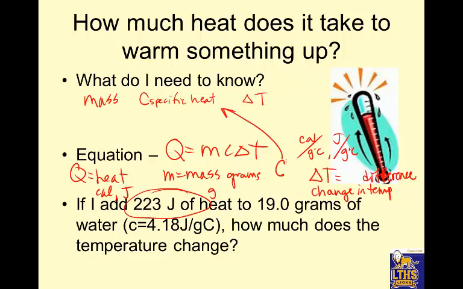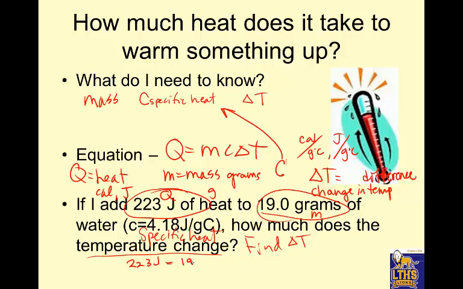All right, temperature difference. Okay, so here's a problem. 223 joules of heat. Well, that's a Q. 19 grams of water is an M. C is a specific heat. So what is it that we're trying to find here? We're trying to find how much the temperature changes. Find delta T. So let's plug in the Q, 223 joules. Plug in the M, 19 grams. Plug in the C, 4.184 joules per gram degree Celsius. And so delta T is what we're looking for.